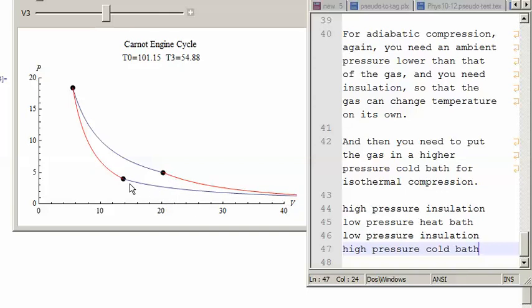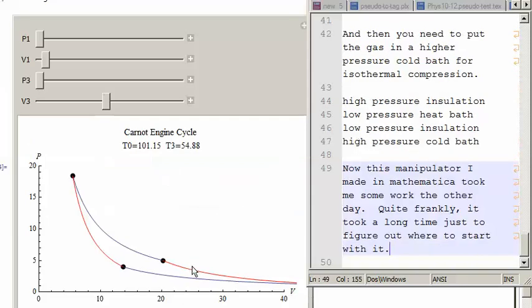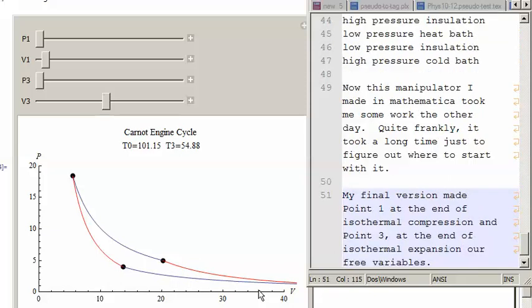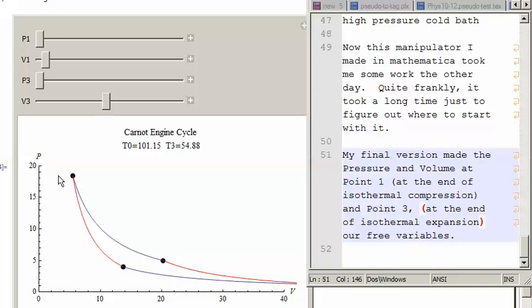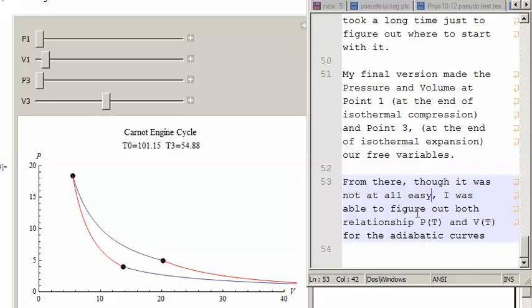Now this manipulator I made in Mathematica took me quite some work the other day. Quite frankly, it took a long time just to figure out where to start with it. My final version made the pressure and volume at point 1, at the end of the isothermal compression, and point 3, at the end of the isothermal expansion, our free variables. From there, though it was not at all easy, I was able to figure out both relationships for P of t and V of t for the adiabatic curves.